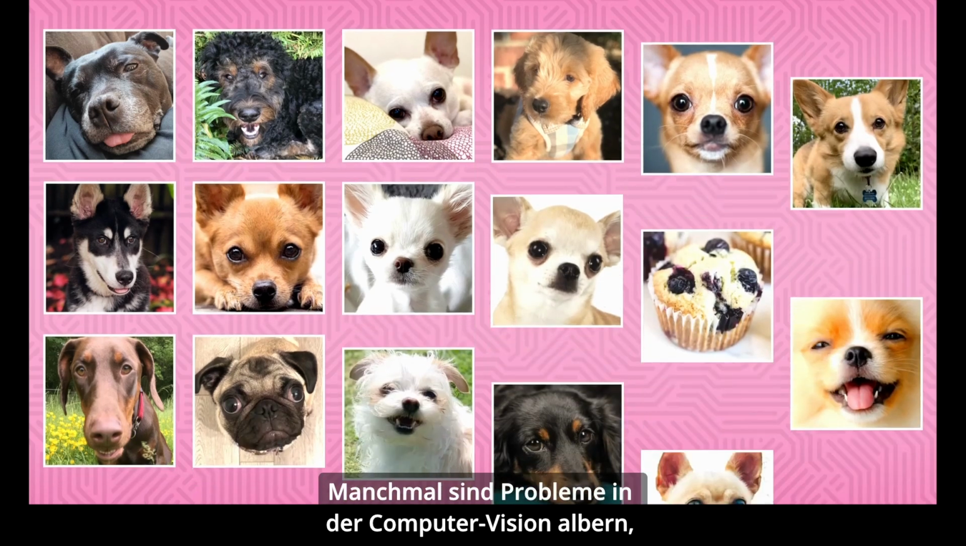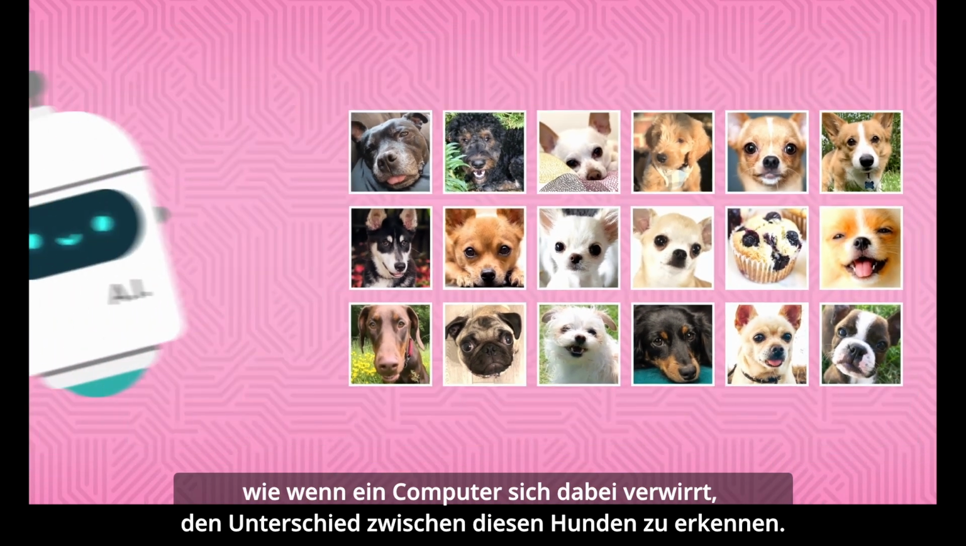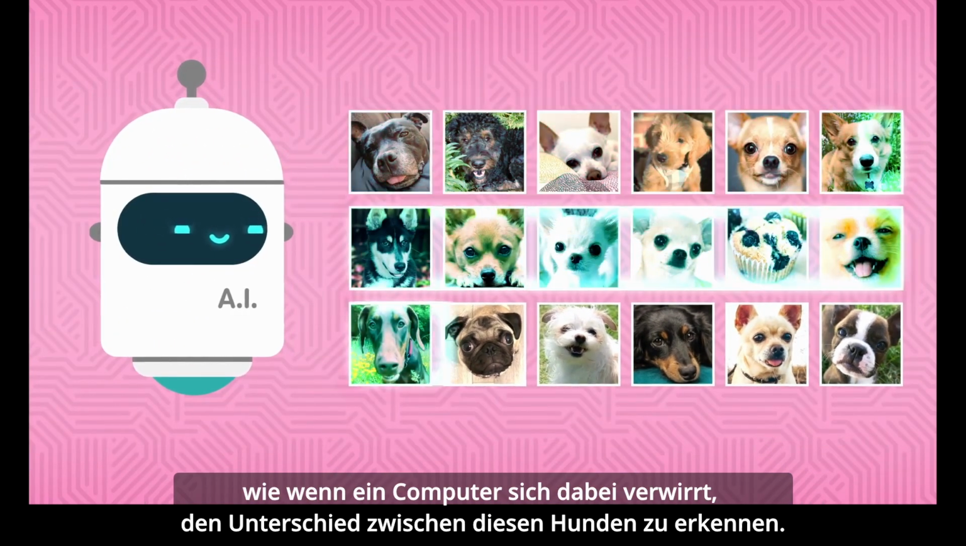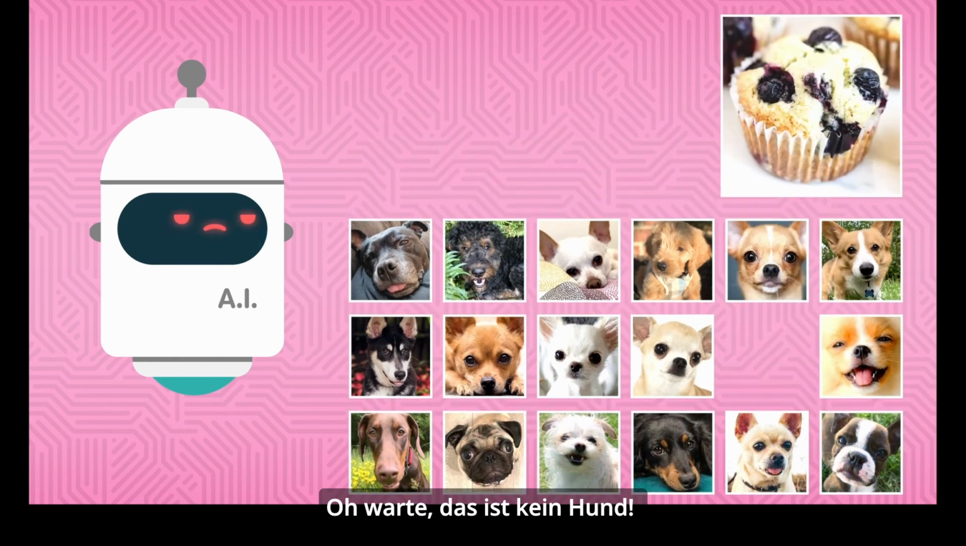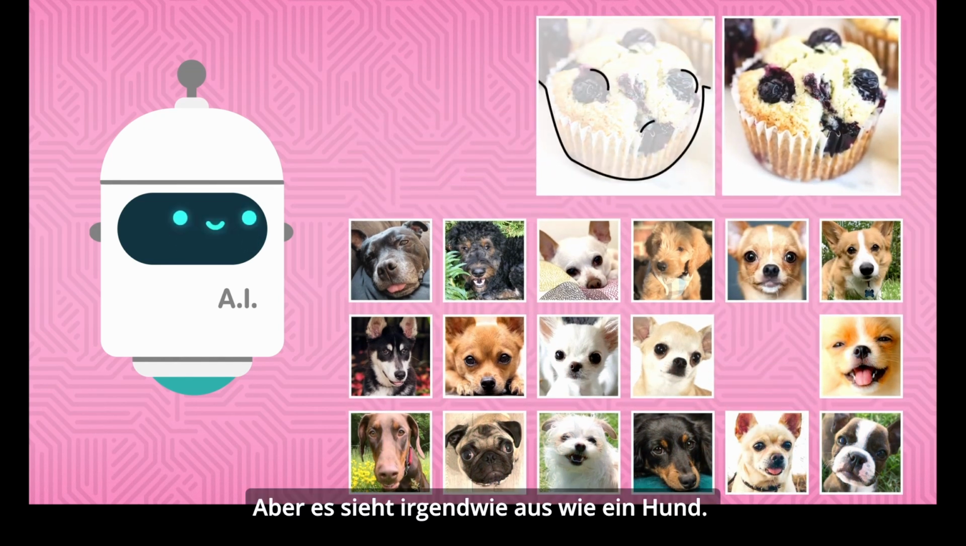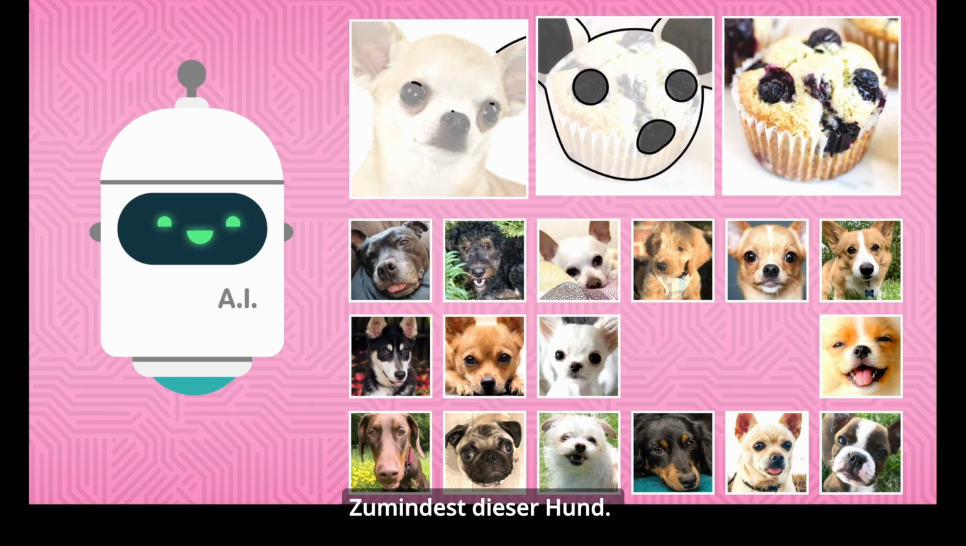Sometimes problems in computer vision are silly, like when a computer gets confused trying to tell the difference between these dogs. Oh wait, that's not a dog. But it does kind of look like a dog. At least this dog.